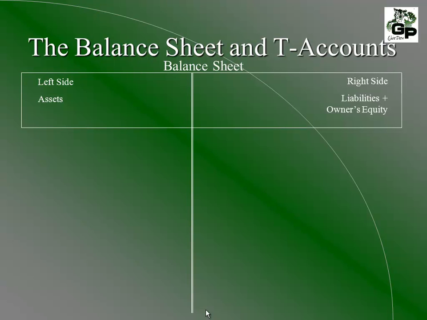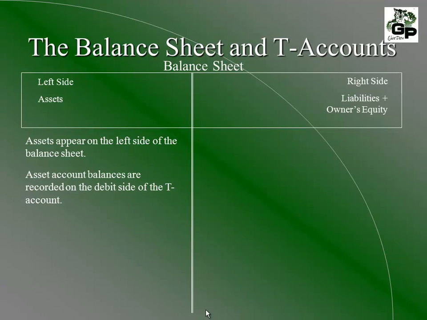Welcome back. Now we're going to talk about the balance sheet and T accounts. Notice we have a diagram here of a T account. Assets appear on the left side of the balance sheet, so the balance of an asset account will be on the left side of the T account. Asset account balances are recorded on the debit side of the T account.